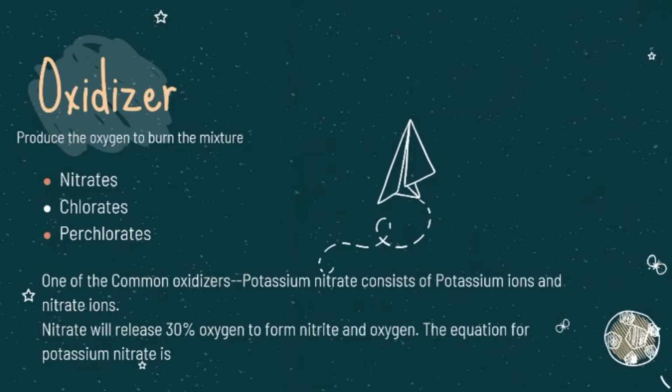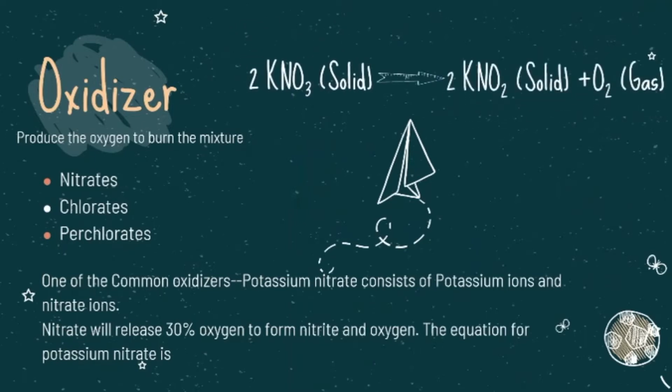Nitrate will release 30% oxygen to form nitrite and oxygen. The equation for potassium nitrate is as follows. Under combustion, 2 potassium nitrate solid will form 2 potassium nitrite solid and 1 oxygen gas.